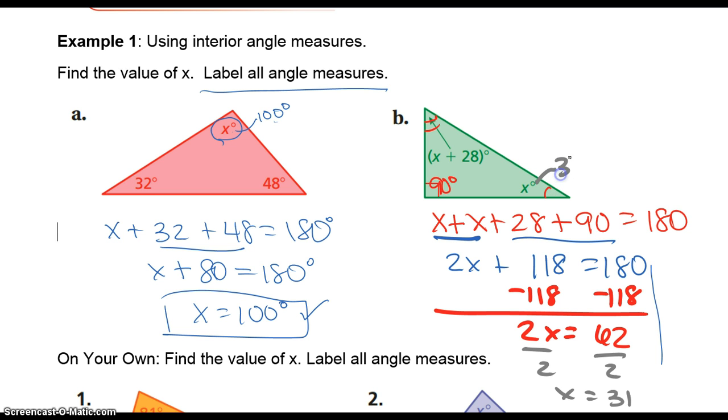Okay, that seems like an answer, but plug it back in and see if that makes sense. So this angle would be 31 degrees, and then plug it in here. If I plug in 31, 31 plus 28 adds up to 59 degrees. And then I could check 59 plus 31 plus 90 equals 180. So that sounds good. You did it correctly. Okay, the next section is on your own. That's what you do on your own. So you can pause and do that now, or you can move on.